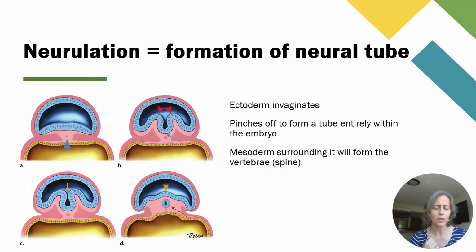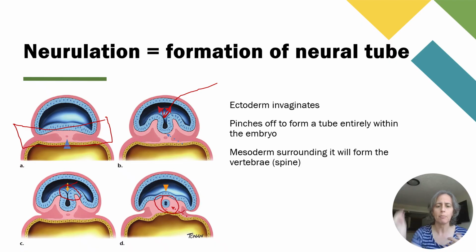Okay, so again, same thing. Here we are, 3-layered disc. Okay, we're going to start to form a little groove here. Those edges of the groove are going to heap up. They're going to fuse together and pinch off. So then we're going to have a tube in the middle that's completely separate. Now it's completely separated from the rest of the ectoderm. So it's now entirely inside of what is going to become the embryo.